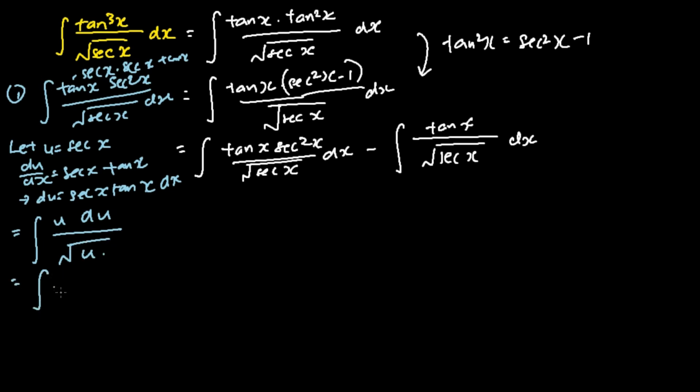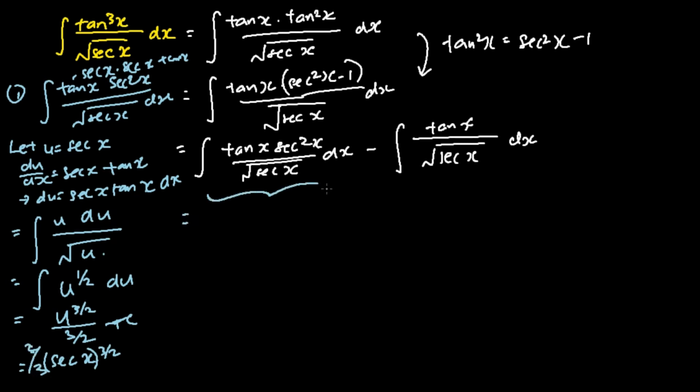This is the same as the integral of u to the power half du. And I perform my integration, I will get u to the power 3 over 2 over 3 over 2, in which if I substitute my u as secant x, I will get secant x to the power 3 over 2 times 2/3, which means my first integral is just 2 over 3 secant x to the power 3 over 2.